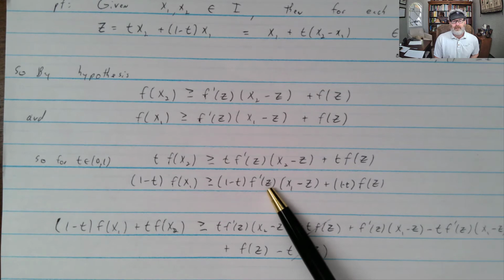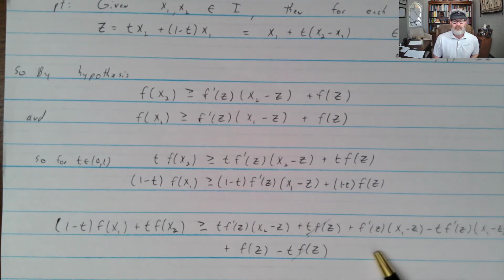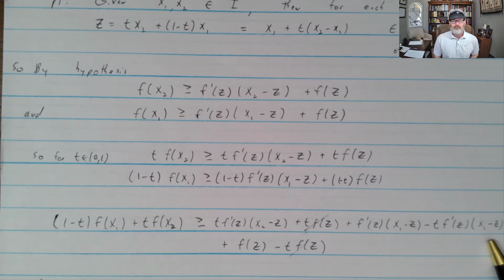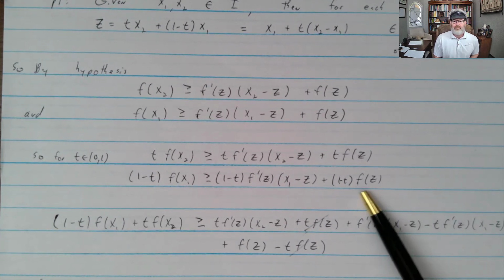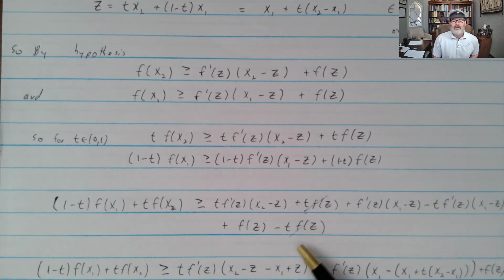So I've got f prime of z times x1 minus z times 1, and then also times minus t. So those are those two. And then we have f of z times 1 and f of z times negative t. Okay, we ran out of room, put down here. You can see these two cancel right away.